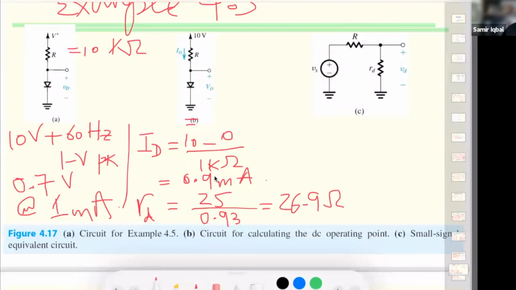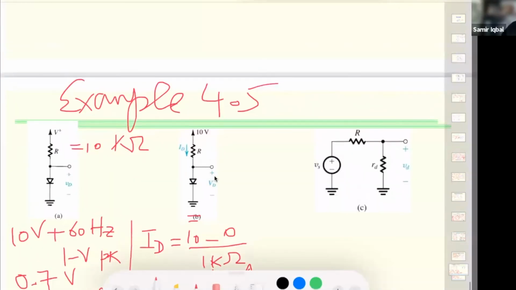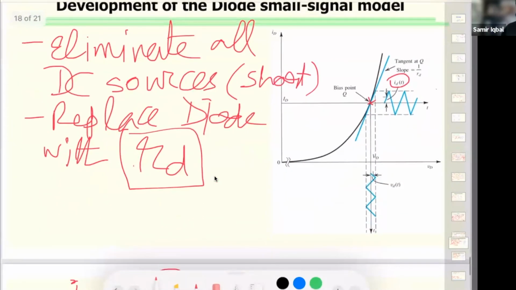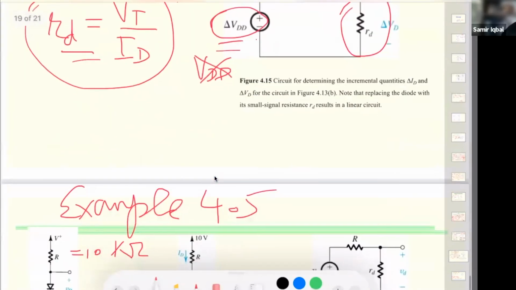So we start with DC. Of course, we need to find the diode resistance, which ultimately comes into play when we are dealing with small signal. Now, what were the steps? About two steps for the small signal analysis: eliminate all DC sources and replace the diode with its small signal diode resistance. Let's do those here.